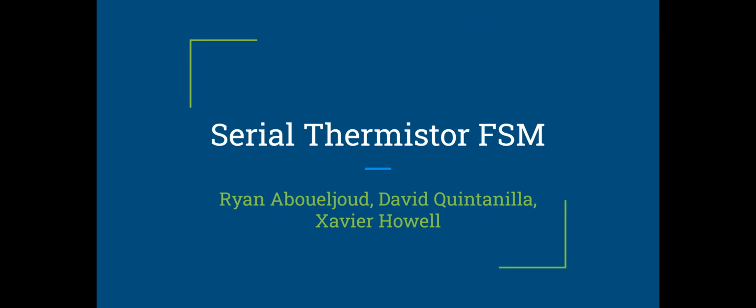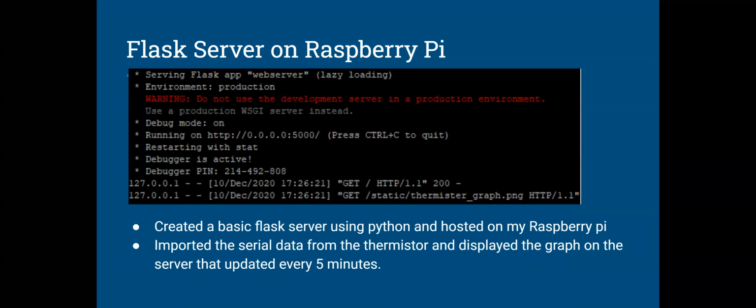For our group project, we did a Thermistor. First up is going to be our Flask server hosted on the Raspberry Pi. It was a basic Flask server created using Python. Running off one of our previous labs, the Flask server was pretty easy to set up. What it did was import serial data from the thermistor and display the graph on the server, and it updated about every 5 minutes.